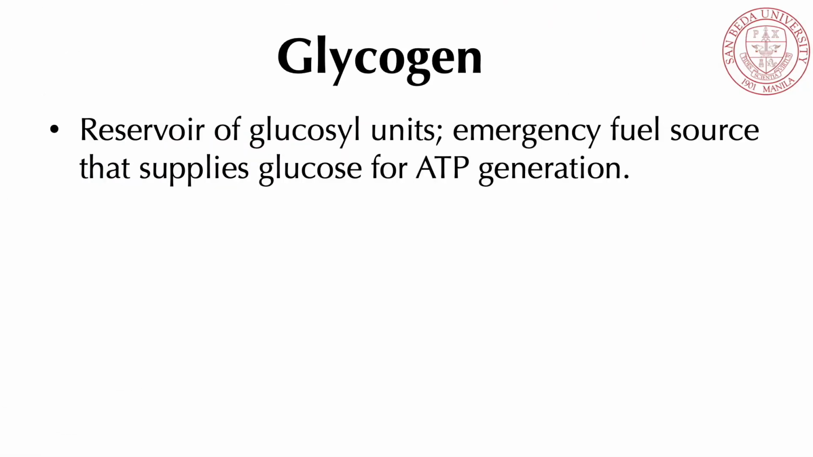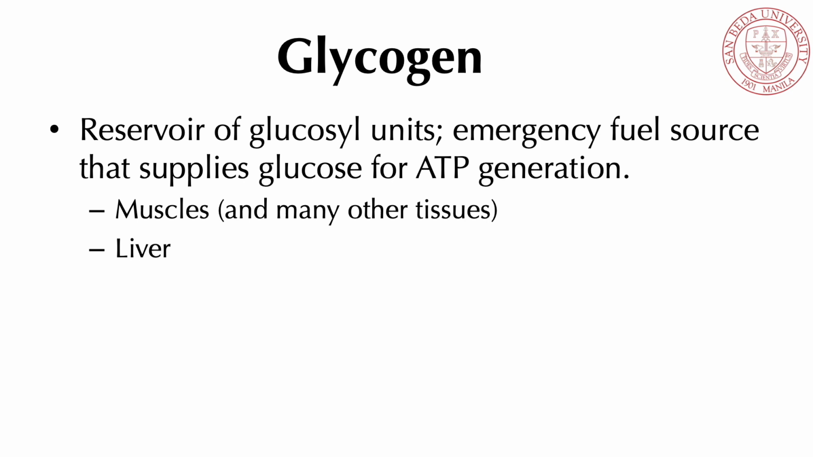At this point, you should now understand that glycogen is the reservoir of glucosyl units. For that matter, glycogen can be tapped as an emergency source of glucose for ATP generation. Now, many tissues actually have their respective levels of glycogen in them, but the two major sites of glycogen storage are the liver and the skeletal muscle.